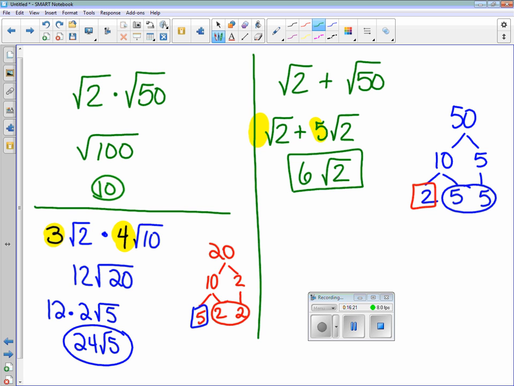You could check it too. Square root of 2 plus the square root of 50. We get a decimal, that would be 8.49. And then if we try 6 square roots of 2, we should get the same thing. So you can always check your answer. So again, when we multiply radicals, you multiply both the numbers in the front and underneath. When we add radicals, we can only add them if they're alike, and you only add the numbers in front. That's the main difference between adding and multiplying.